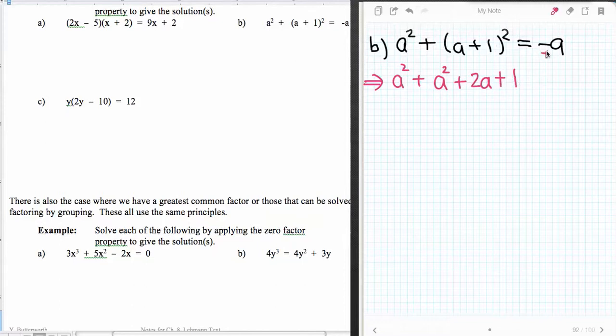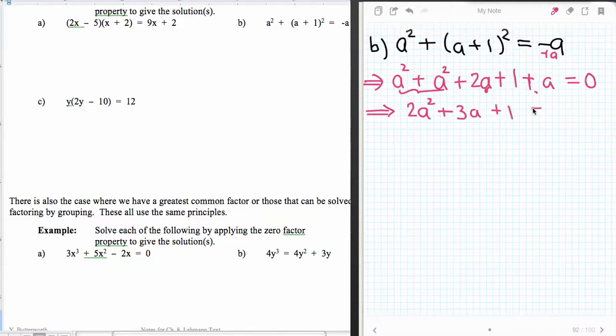And then I'm going to add this a to both sides, so plus a here. And then that's going to be equal to 0. And then I'll combine the like terms. So I have the a squareds and the a squareds combining to give me 2a squared. And then I have the a here and the a here combining to give me 3a, and then plus 1.